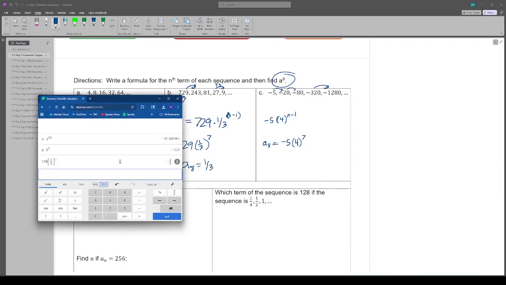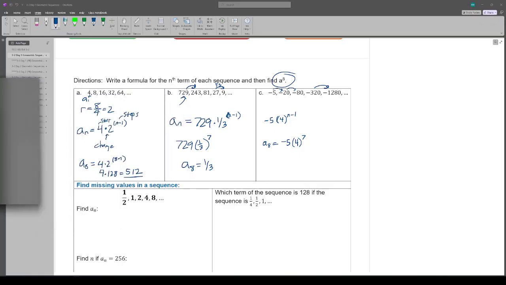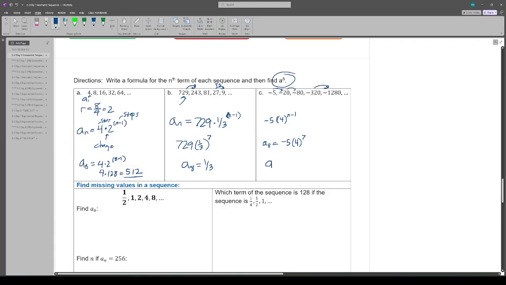So we do -5 parentheses 4 raised to the 7 gives us -81,920. Definitely didn't want to do that one by hand.